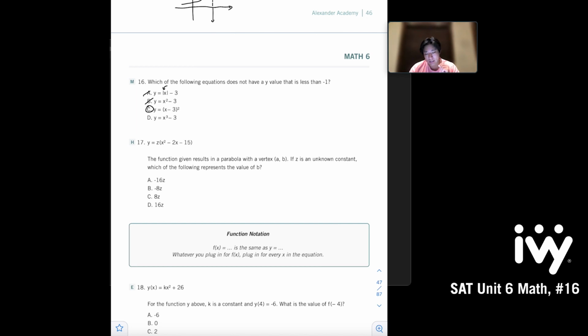But let's just check answer choice D. Answer choice D is a similar idea as answer choice B. Regardless of what x is, you're always going to subtract 3, so it can be negative. Also, because it's cubed, it can already be negative, right? So answer choice D is incorrect.